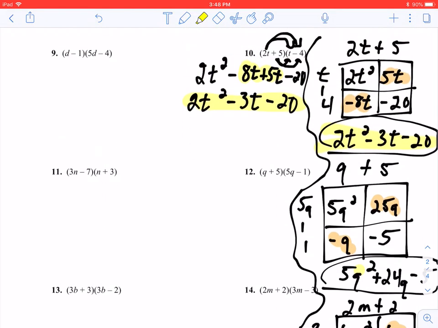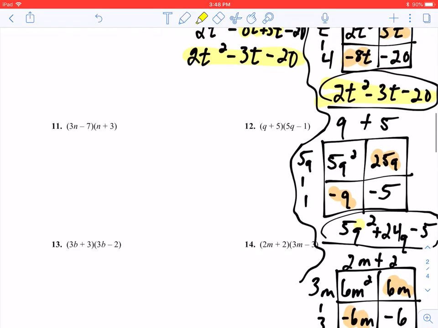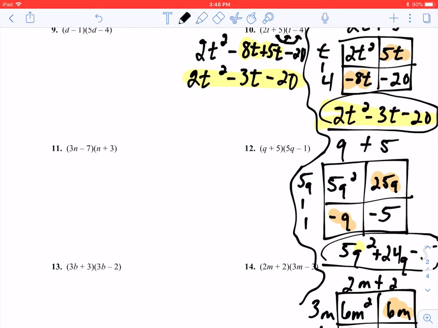Moving on to number 12. Let me actually put that right there. First term, q times 5q. That is going to be 5q squared. And then we have q times negative 1, which is negative q. Now, inner terms, 5 times 5q is 25q. And last, 5 times negative 1 is negative 5.